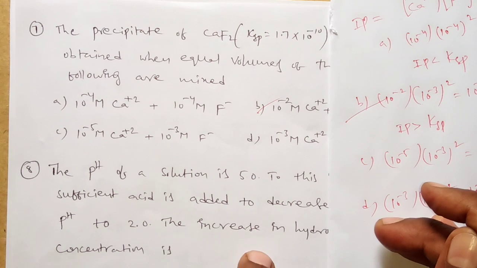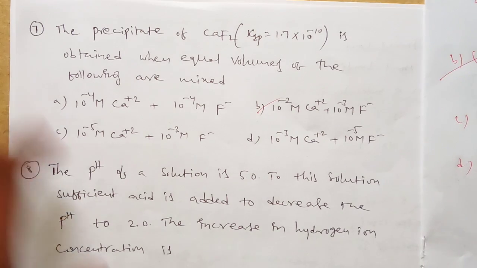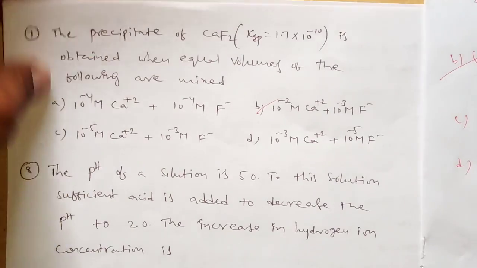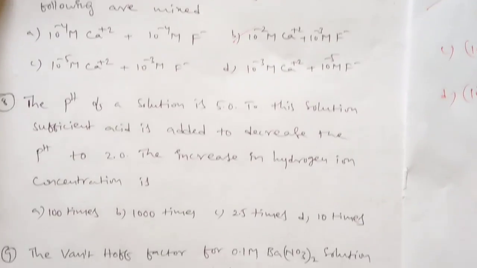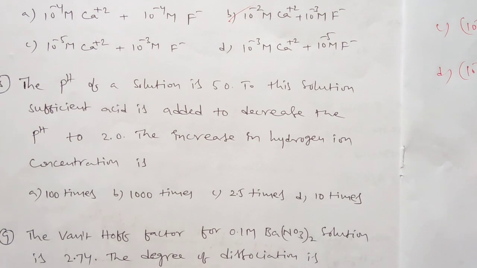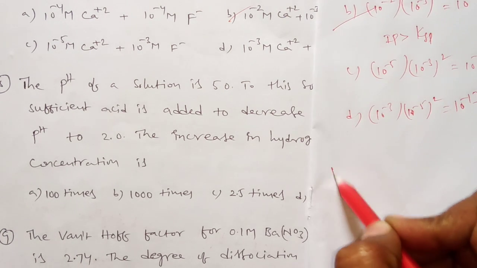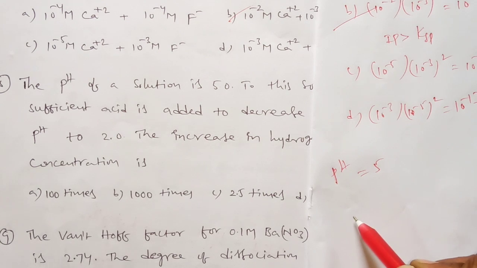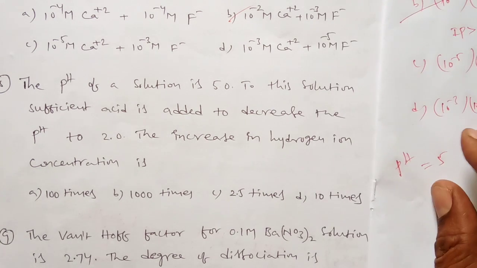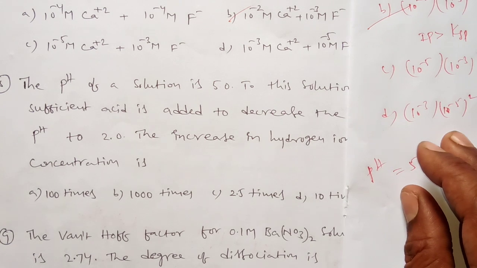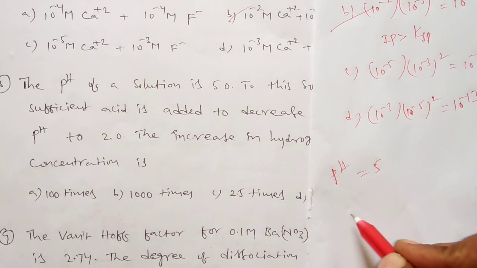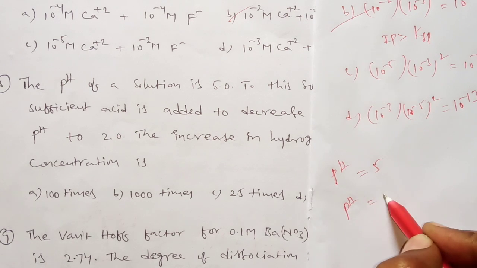Is it clear? Now look at the second question. The pH of a solution is 5. To this solution, sufficient acid is added to decrease the pH to 2. The increase in hydrogen ion concentration is. So the pH value is given. How much is it? 5. To this solution, sufficient acid is added to decrease the pH. So later, due to the addition of the acid, pH decreased to 2.